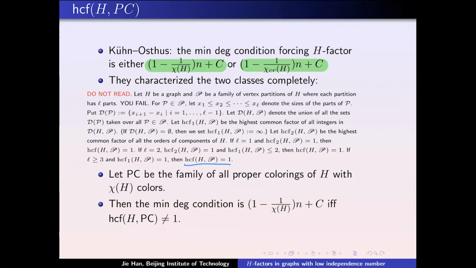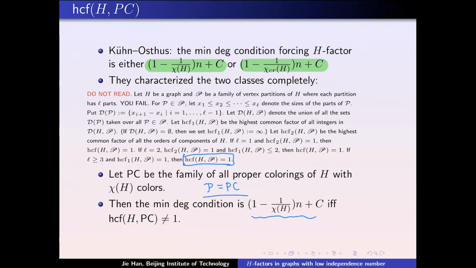We define HCF of H together with the family of partitions. And I should put this larger. So just remember, you only need to remember that Kühn–Osthus define such a function. And then when it equals 1 or it's not equal to 1, namely bigger than 1, this is the dichotomy they found. And if I let this calligraphic P equal PC, all proper colorings of H with chi of H colors, namely the optimal proper colorings, then the minimum degree condition for this Kühn–Osthus result is 1 minus 1 over chi H if and only if this number is not 1.